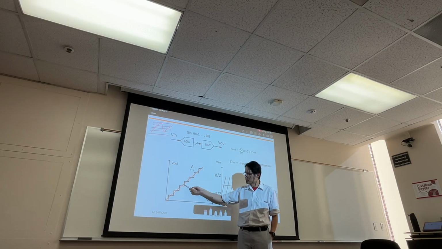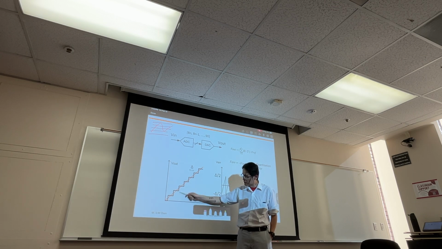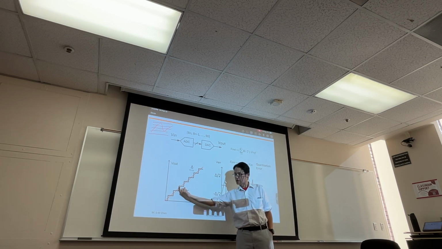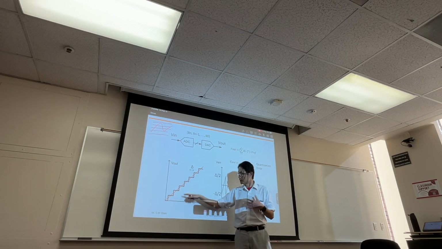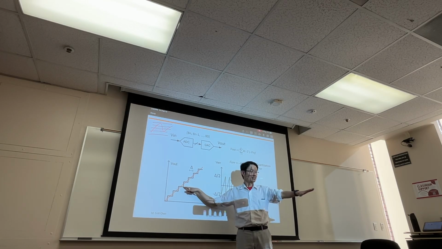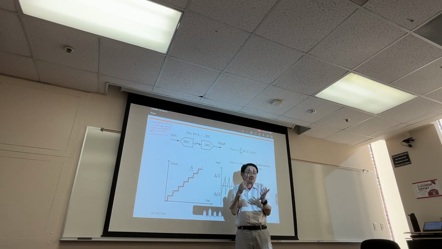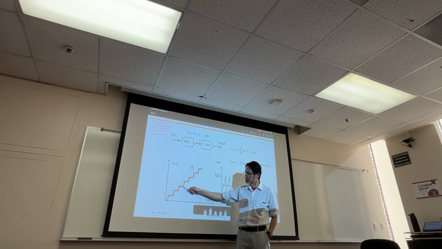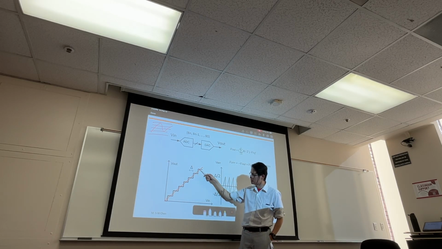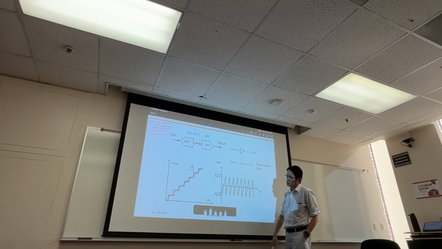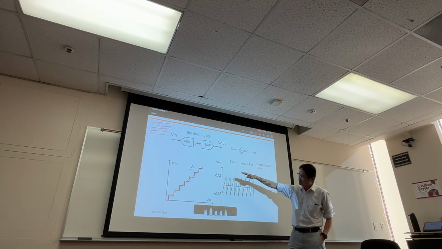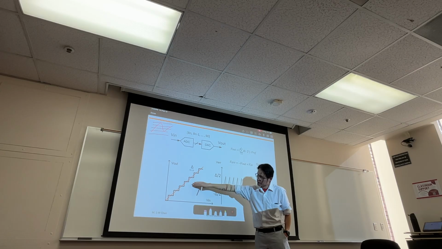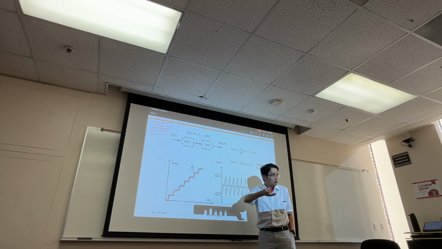Why? Because that means that if your input is within this step, this region, the code I can represent you with is only this particular code, nothing else. Because I only have a finite number of steps that I can represent you with. So it's all about this staircase, and to represent all this staircase, you need the digital bits.